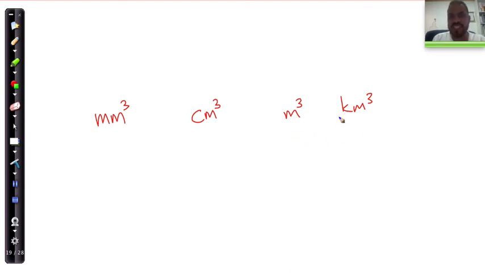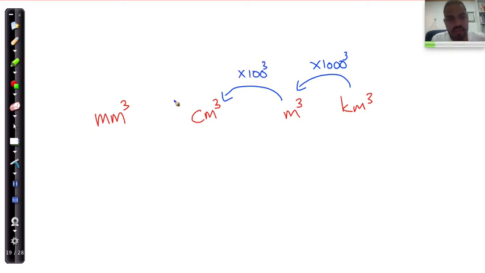So you've previously seen that when I go from a larger unit to a smaller unit, I can multiply. So the same thing is going to be here. I'm going to multiply by 1,000, but I'm not just going to multiply by 1,000, I'm going to multiply by 1,000 cubed. And from meters cubed to centimeters cubed, I multiply by 100 cubed. Okay? And from centimeters cubed to millimeters cubed, I multiply by 10 cubed.